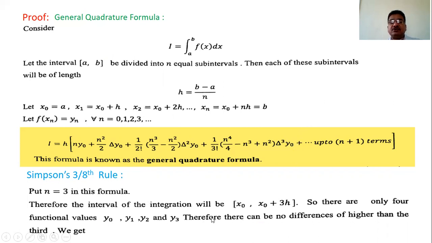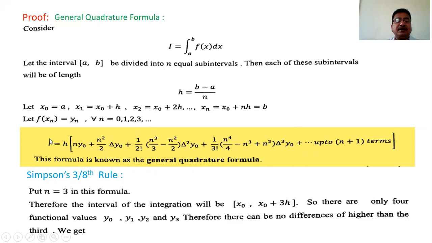Because the values of y are 4 in number, what is the last column? The last column of the forward difference table is delta cube. So we have 4 terms, up to third order difference, with non-zero terms. And afterwards, the higher order differences, delta raised to 4, delta raised to 5, are all 0, because there are 4 values. And so substitute here n is equal to 3.